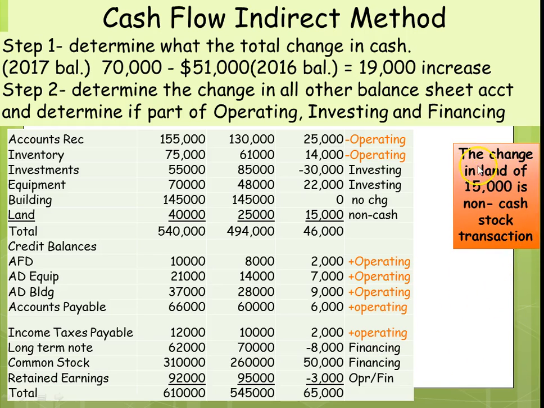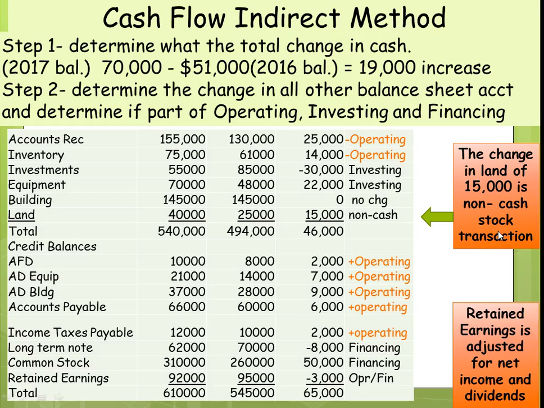Now, one of the line items was the change in land, and we bought land and gave them stock. So what that tells me is that of that change in common stock of $50,000, $15,000 is non-cash, which means the other $35,000 is cash. So we have to make a note of that. Also, we have to remember that retained earnings always changes because of changes. We add in net income and we subtract out any dividends that we have paid.